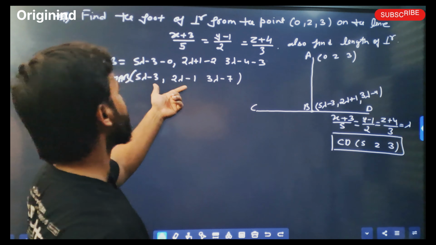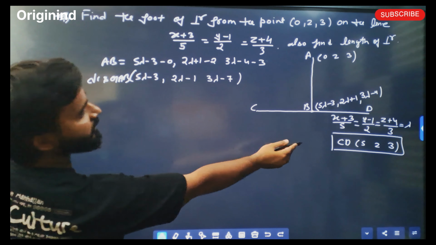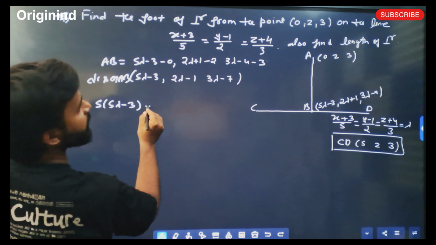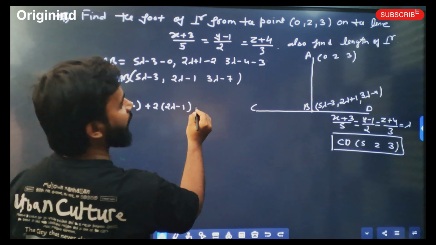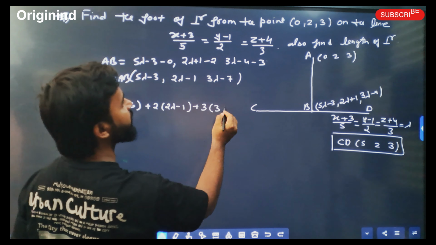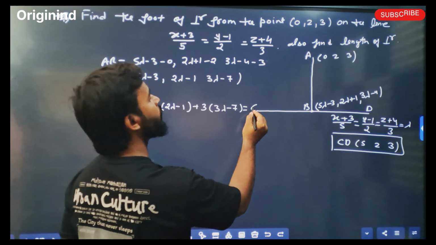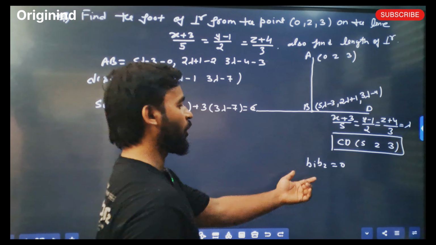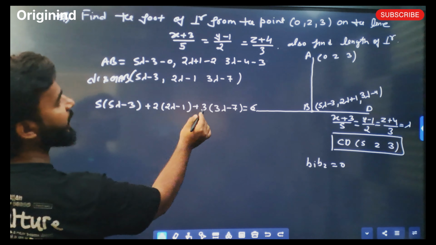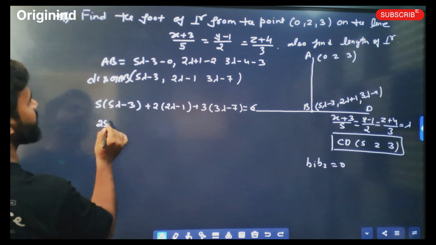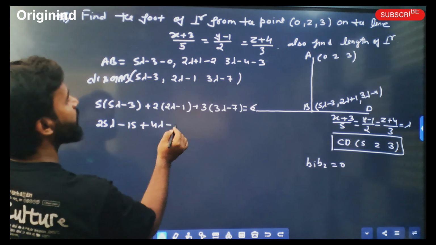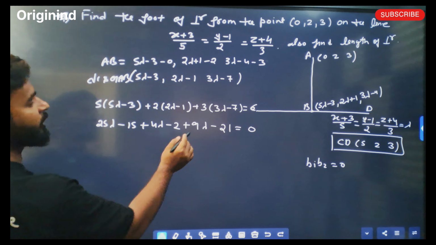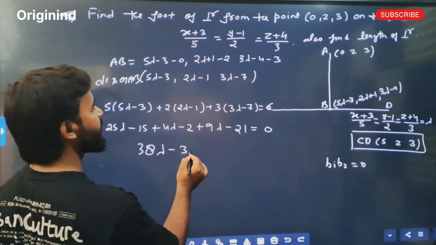How to find it? We will take the dot product. The direction ratios of CD are 5, 2, 3. So with 5 lambda minus 3 and 2 lambda minus 1, you know very well how to find the dot product. So b1 dot b2 equals 0. So the dot product equals 0. 25 lambda minus 15, 4 lambda minus 2, 9 lambda minus 21 equals 0. 25 plus 4 plus 9 is 38, so 38 lambda minus 38 equals 0.